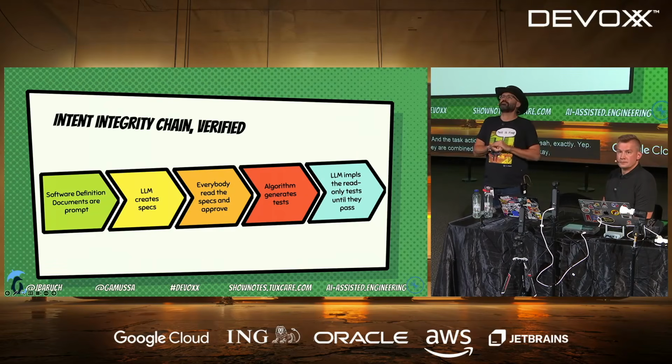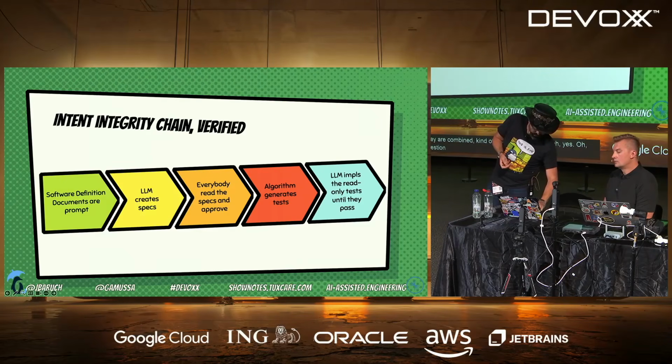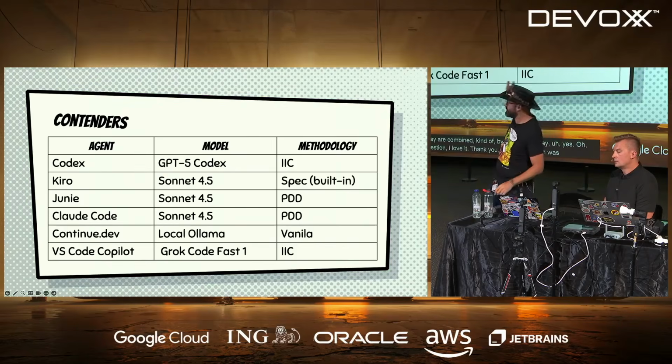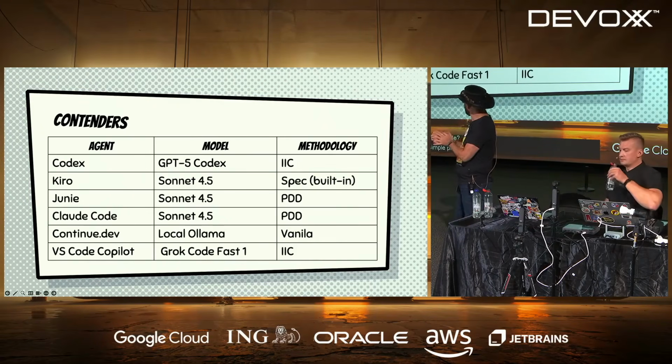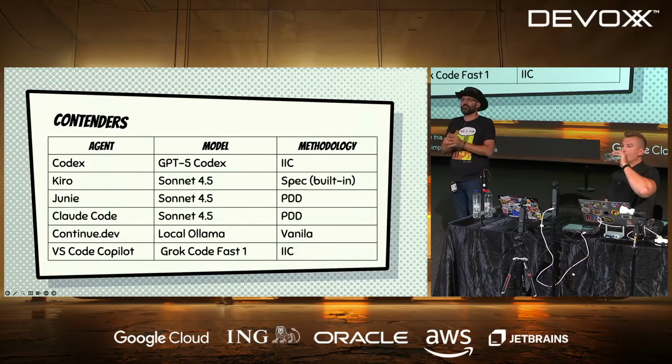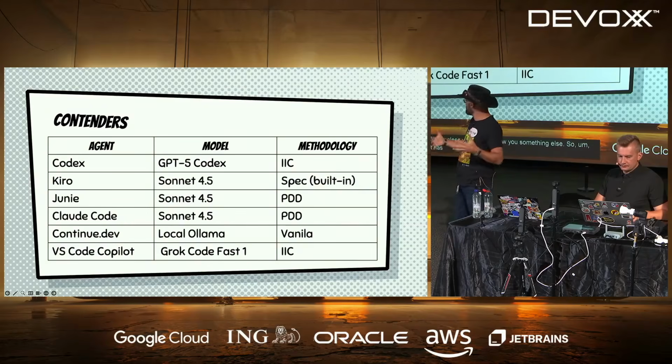Okay. Yes. Why did you choose this combination of agent and model? Oh, that's a great question. I love it. Thank you. So the question was, how did we come up with this table? Very, very simple process. Model, we really love Sonnet 4.5, so that would be our default unless we want to show you something else. VS Code Copilot has access to Grok Code Fast 1. We figured you would be interested to see how it fares, so this is why we will do it here.